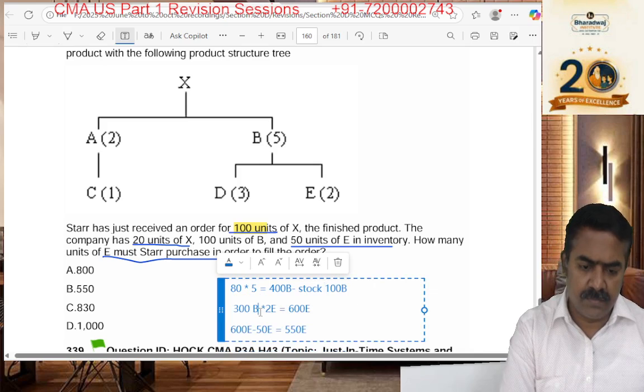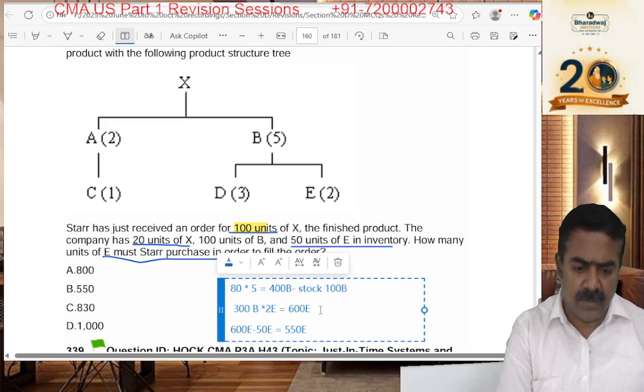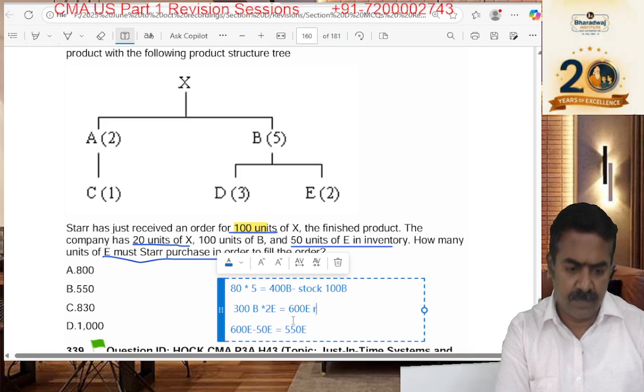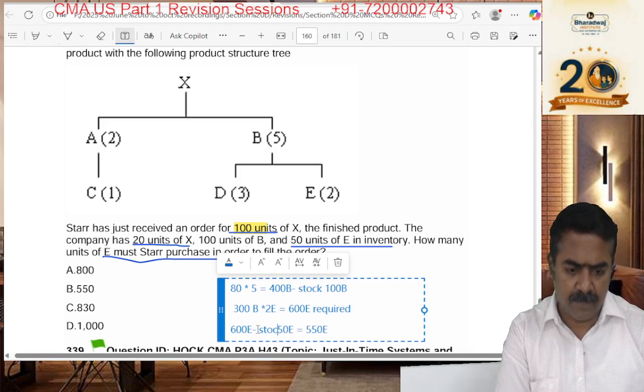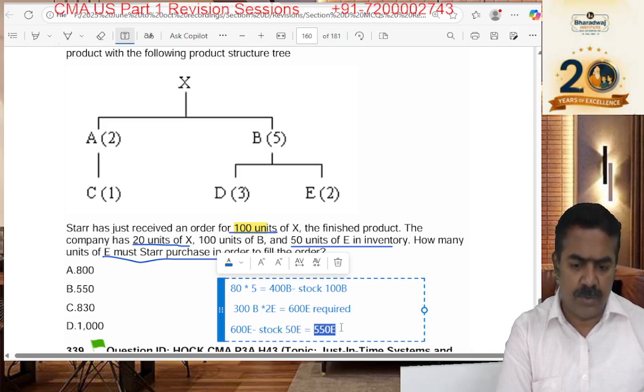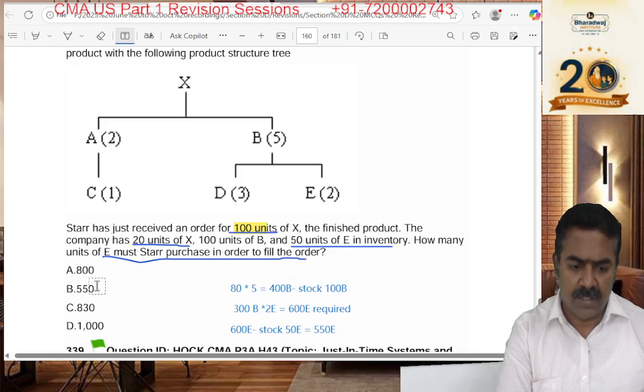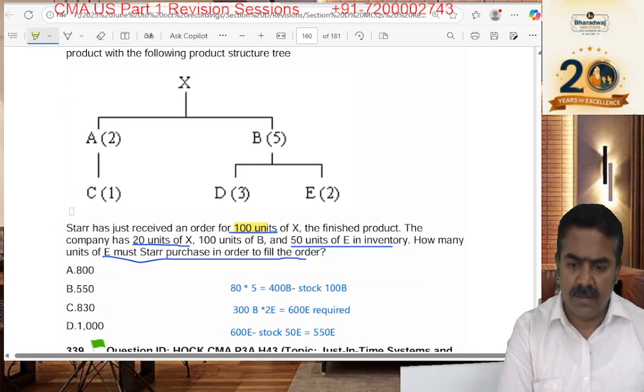80 into 5, 400 B required, minus stock of 100 B. Then 600 E required. In that, stock 50 is there. So 550 E should be the answer. What is the answer? B.